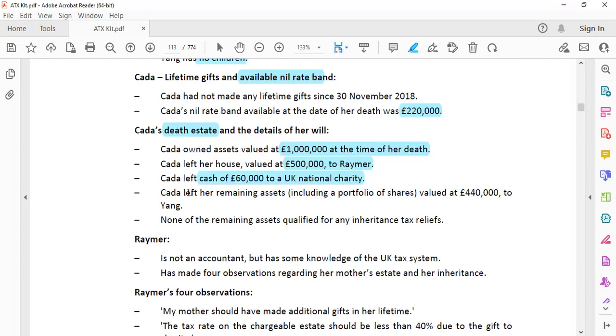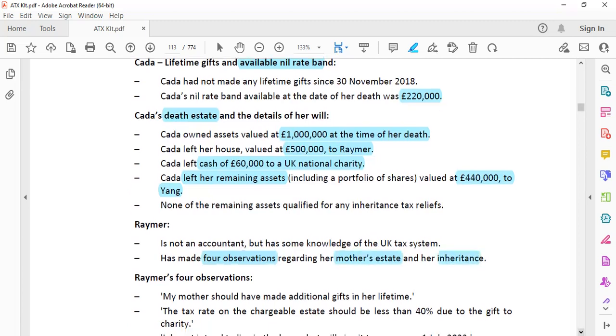The remaining assets, including shares valued at 440,000, go to Yang. None of the remaining assets qualifies for any IHT relief. So this is the breakup of the death estate among the children. Rammer is not an accountant, but has some knowledge of the UK tax system, and has made 4 observations regarding her mother's estate and her inheritance tax.